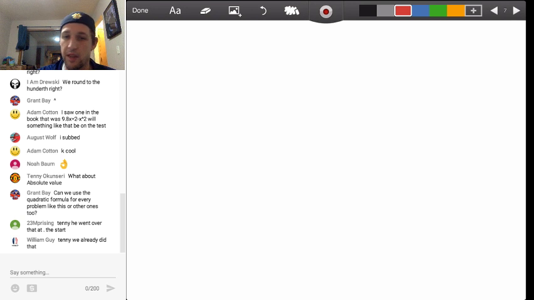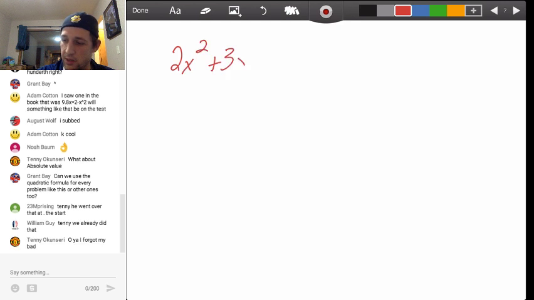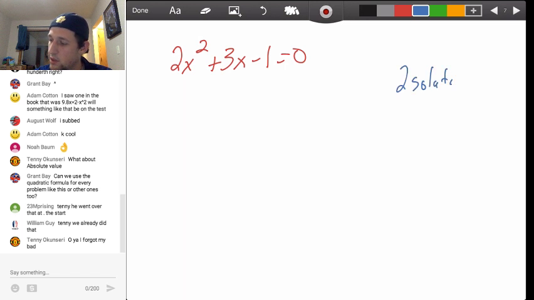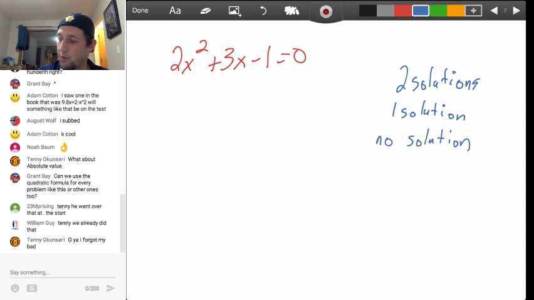So the problem itself I have is 2x squared plus 3x minus 1 equals 0. For the discriminant, your only goal is to basically be able to write either 2 solutions, 1 solution, or no solution. Okay, or if you prefer, 0 solutions. I think I actually specifically tell you tomorrow there's going to be 2 of these, and all you're going to have to do is write a 2, a 1, or a 0 on the line for the number of solutions. Again, you're not solving here.